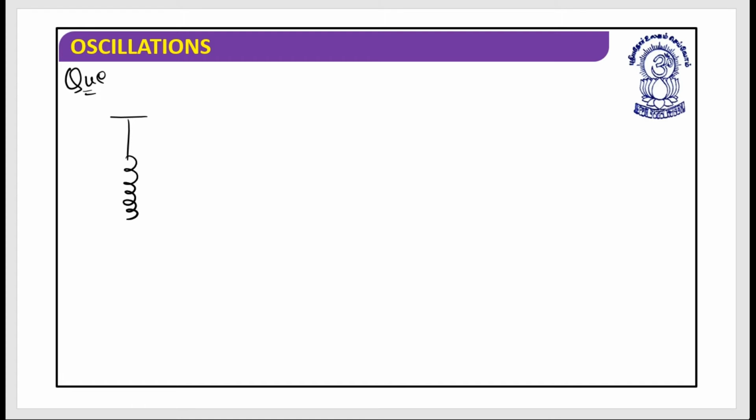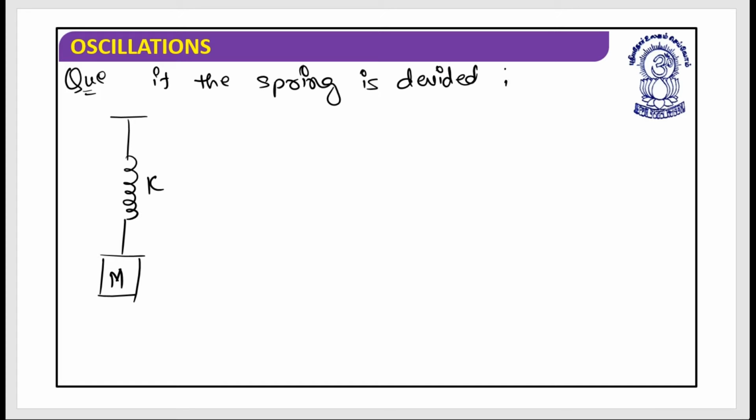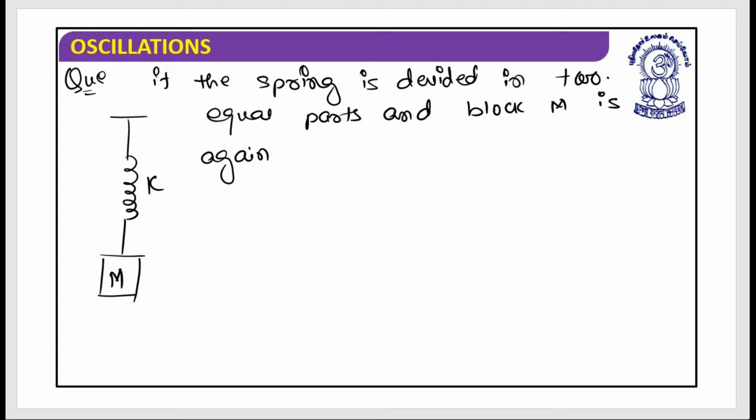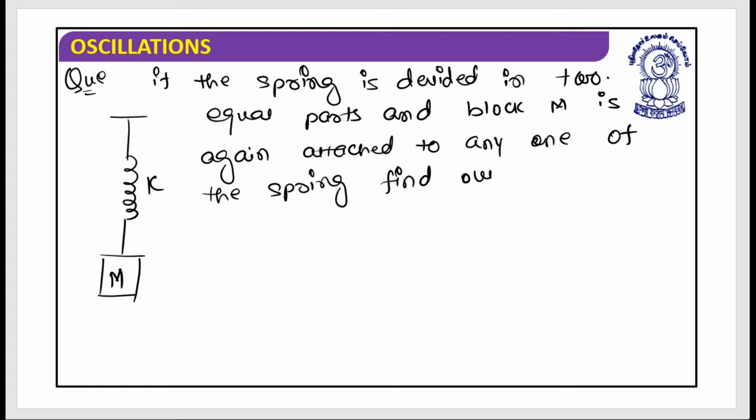Let's suppose the situation is something like this. Yes, this is the block, this is M, this is K. If the spring is divided in two equal parts and block M is again attached to any one of the springs, find out the new time period. Yes, this is the requirement.